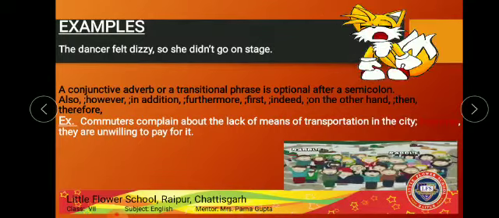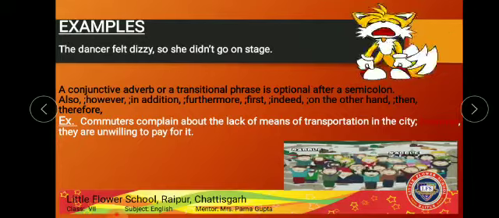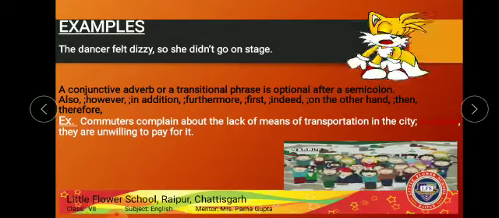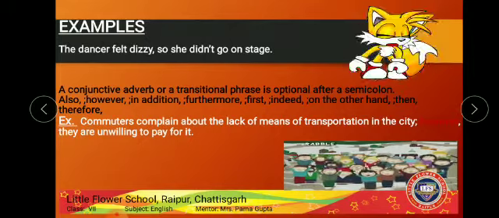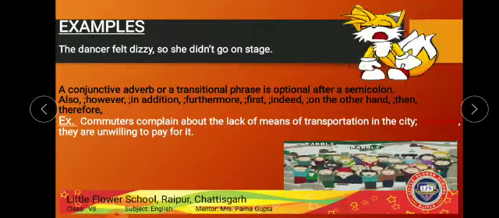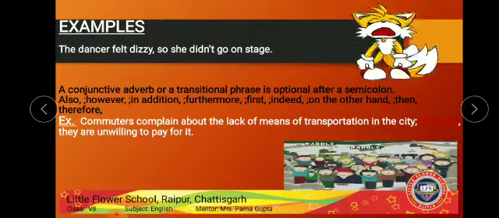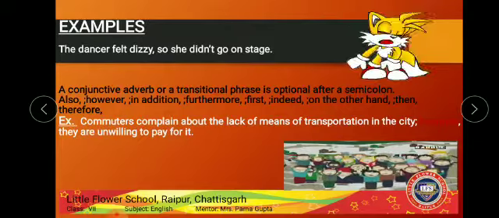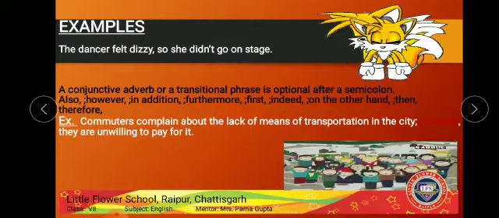That's why both are independent clauses, and both clauses are joined by a coordinating conjunction. So that's why it is a compound sentence. Here also you will find that after it there is a comma, so it is a compound sentence.